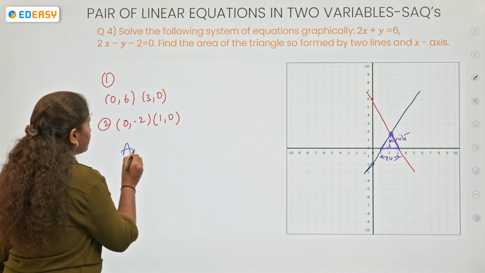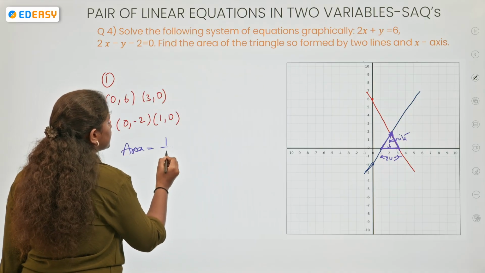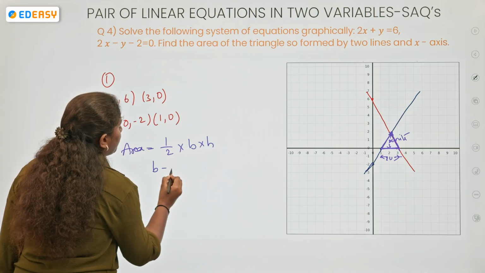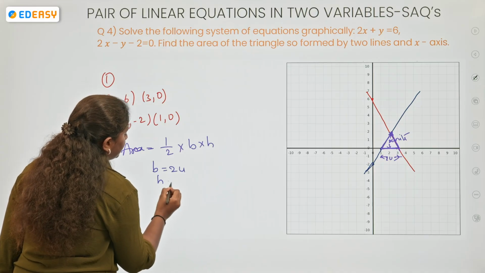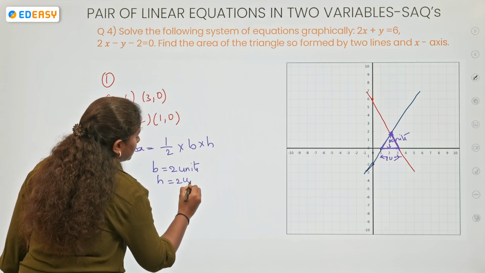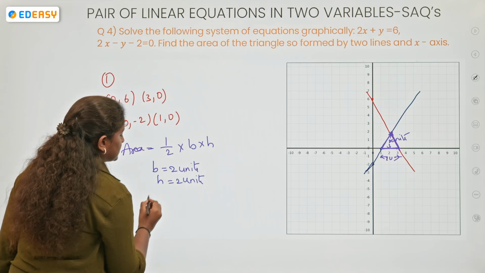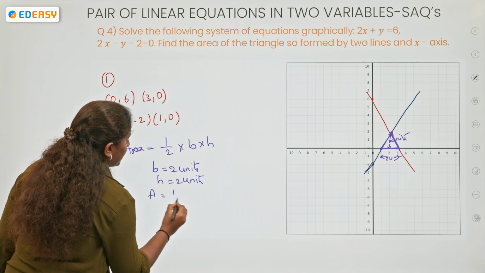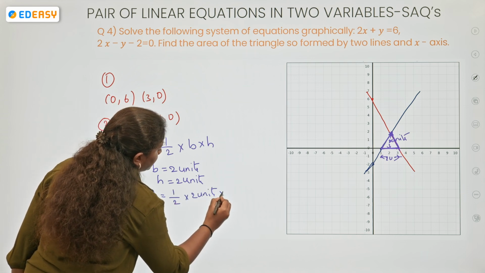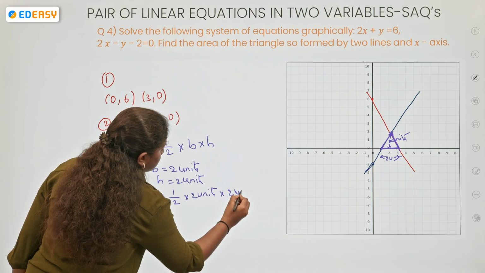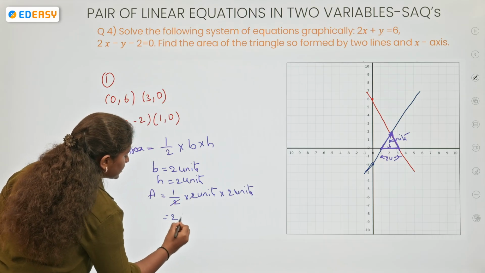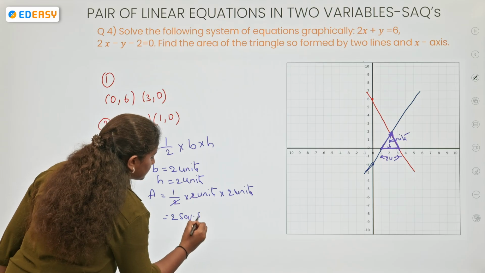Now, what is the area of triangle formula? Area of triangle is given by half into base into height, where the base we got as 2 units and the height we got as 2 units. Now, area is given by half into 2 units into 2 units. Clear? Now, the 2s cancel, so we got the area as 2 square units.